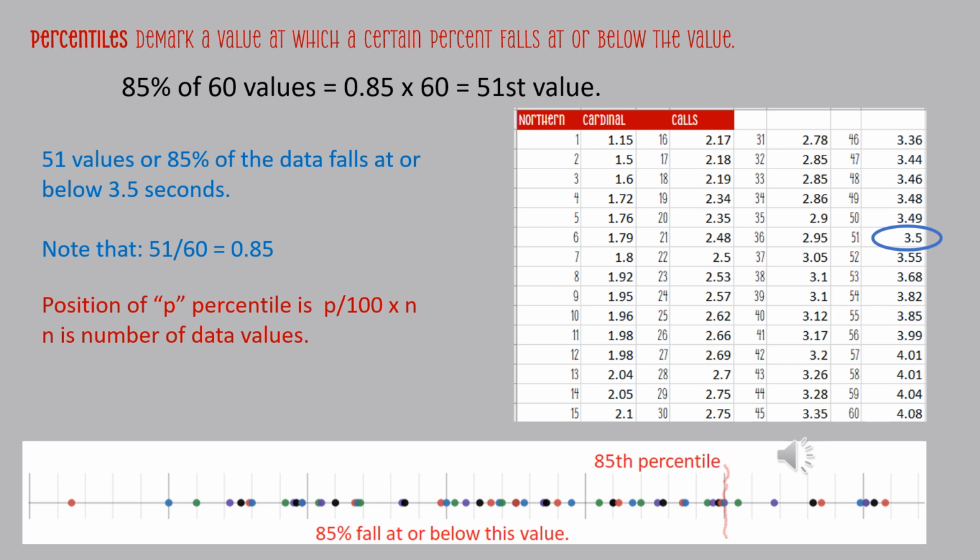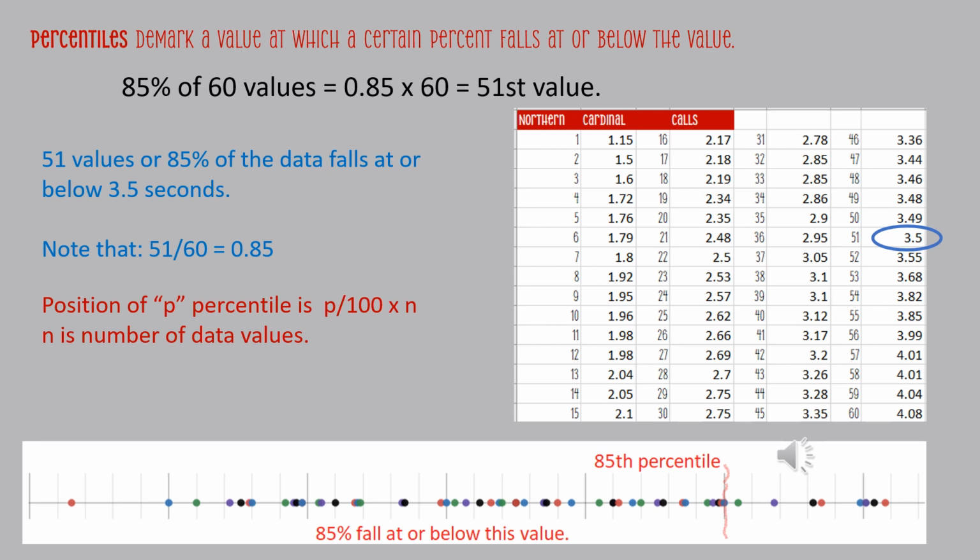Percentiles demark a value at which a certain percent falls at or below the value. Let's start by finding the 85th percentile for this set of data. To find the 85th percentile, first find where it is in the data. So 85% in its working decimal form is 0.85.